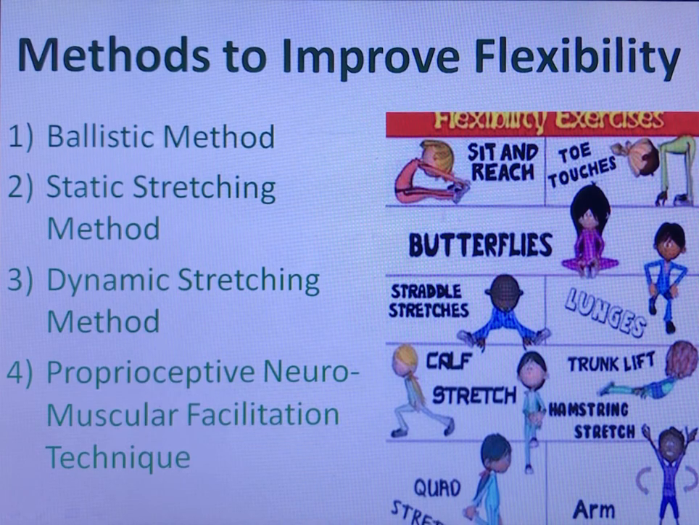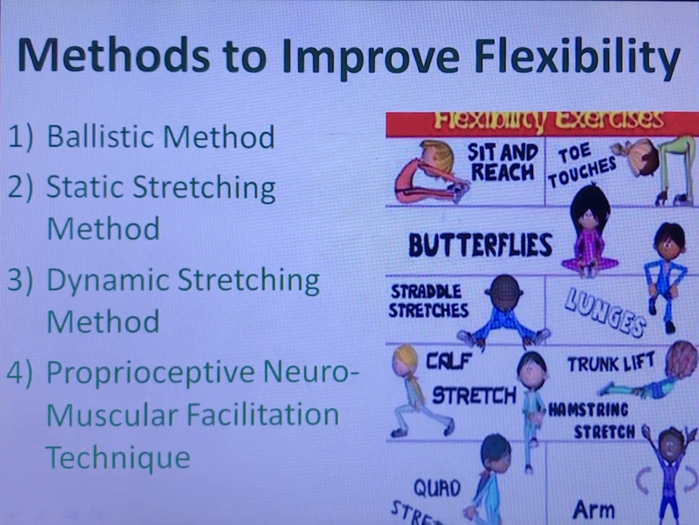The partner will resist the movements of the limb during contraction. Then your partner moves the limb further into the stretch position and holds the limb in stretched position. Like that, continue 3 or 4 times. These are the 4 methods to improve flexibility. You all can read and learn the guidelines for developing or improving flexibility from your textbook.